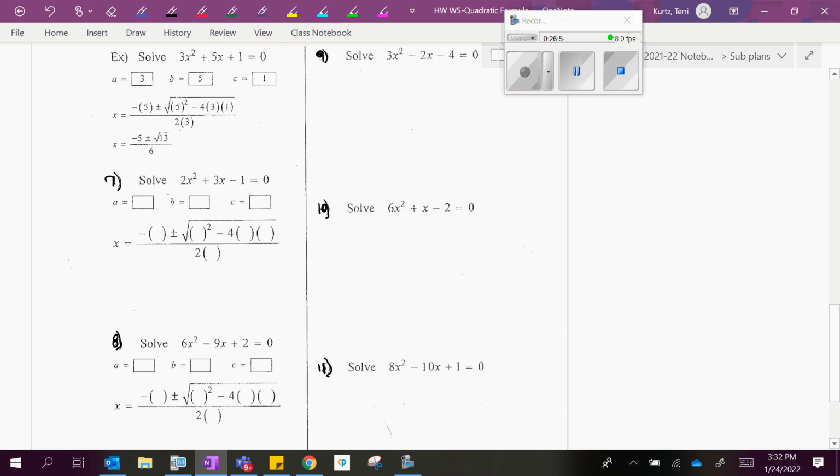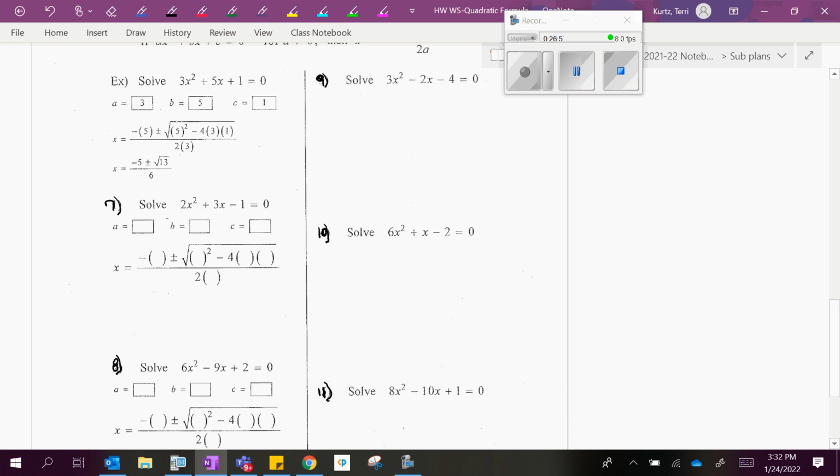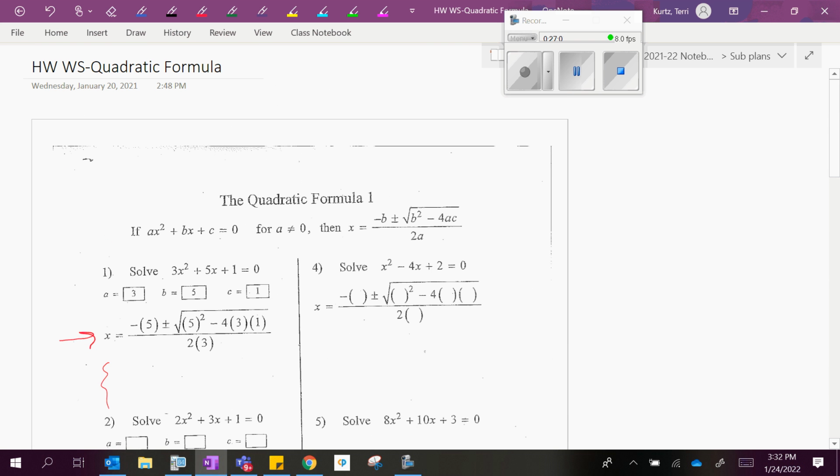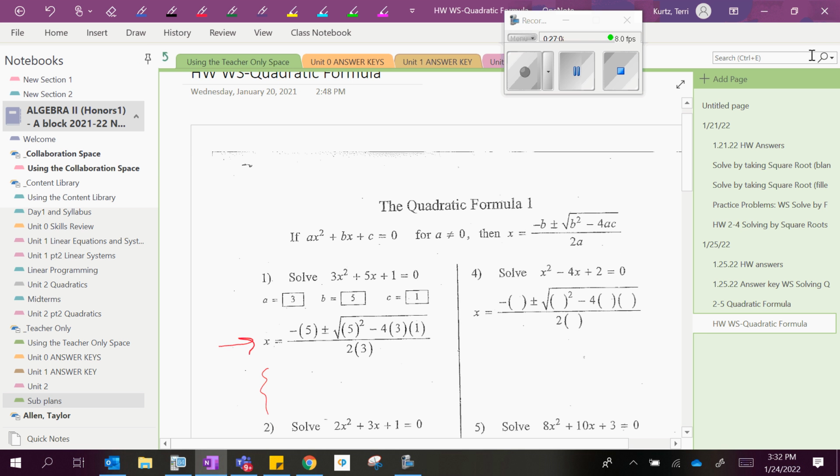So I'd like you guys to go and try all of these, okay? So go ahead and try both sides of the worksheet. See how you do, and like I said, you all can talk to each other if you need to, work together, help each other out, and we will go over these on Thursday.